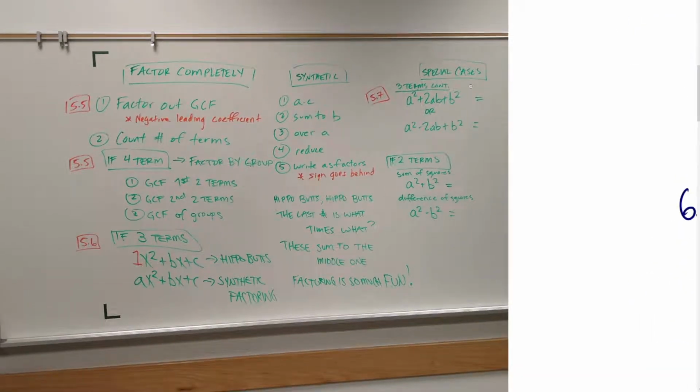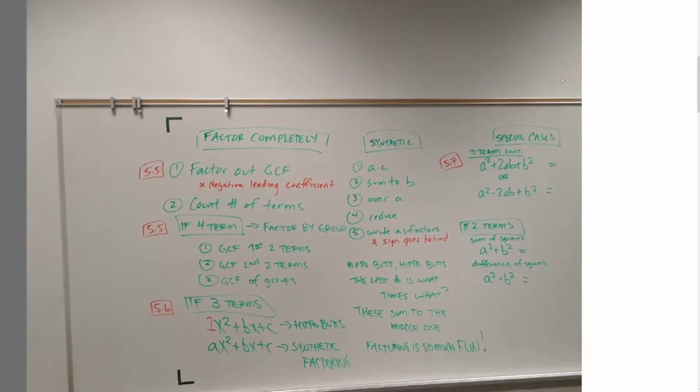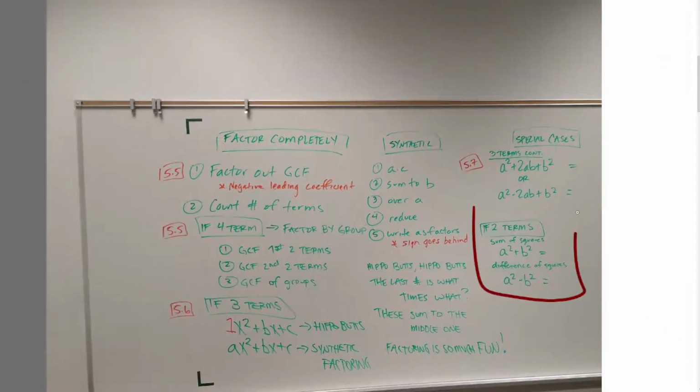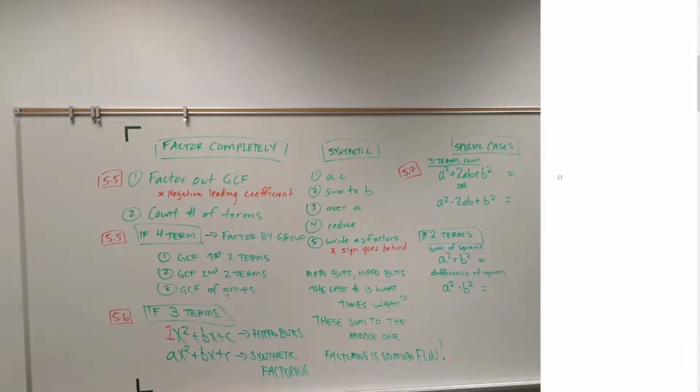So we've covered 4 terms, factoring by grouping, 3 terms, Hippo Butts, synthetic factoring. We haven't covered 2 terms yet. So let's do that really quick. For our 2 terms, I won't cover special cases because I know that this video is going to be insanely long as is, and you can figure out the special cases through synthetic factoring or Hippo Butts. If you want to know more about that, please let me know and I'll make a separate video on the special cases.